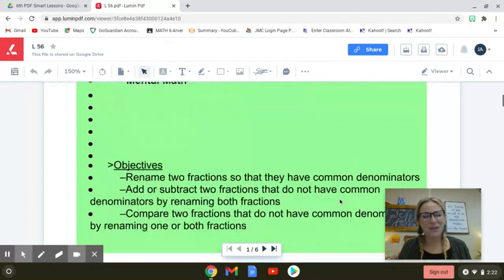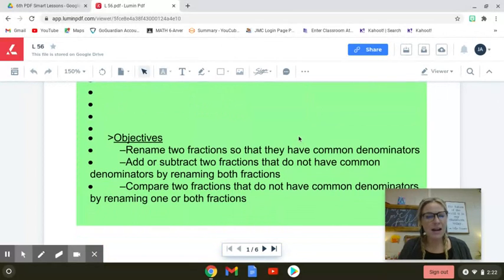So our learning targets for today are: rename two fractions so that they have common denominators; add or subtract two fractions when we do not have common denominators by renaming both fractions; and then if you can do that, you can do this next step easily: compare two fractions that do not have common denominators by renaming one or both fractions.